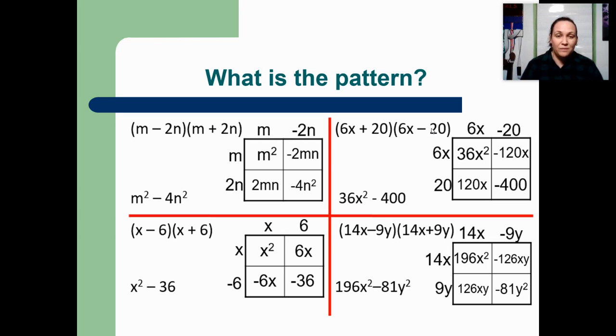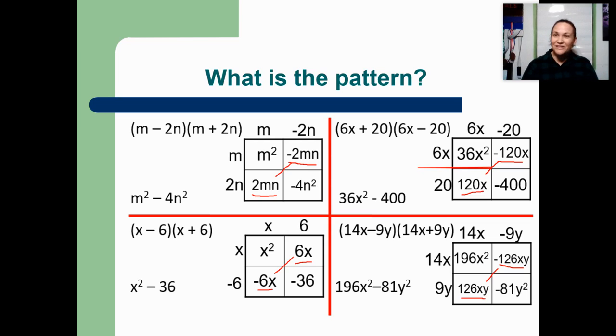So if we look closely at the boxes and we look at the diagonals, each of the diagonals in every box, they're all going to cancel out. I get a positive and a negative of the same thing. In the first one, I have a positive 2mn and a negative 2mn, which makes 0 2mn's. I've got a positive 120x and a negative 120x, and those cancel out to 0. Same thing here and here. So another pattern that we want to notice for writing our final answer on this problem is that on the diagonal, the like terms will always cancel out, which is why there's not a middle term in these questions.